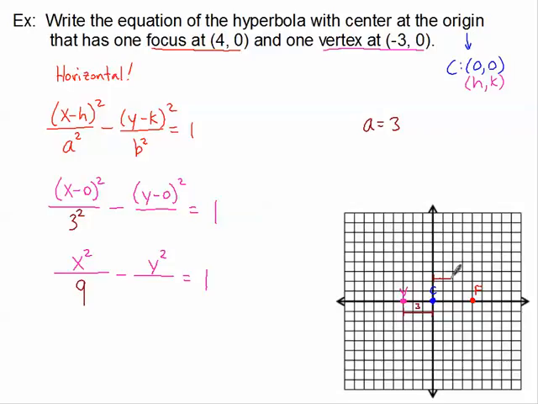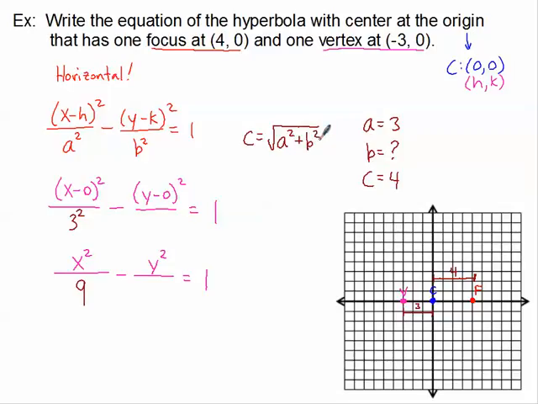And the value of c is the distance from the center to one of the focal points, which in this case is 4. So we do know that c is 4. What we do not know is b. But we do know the relationship between a, b, and c. For a hyperbola, c is equal to the square root of a squared plus b squared.